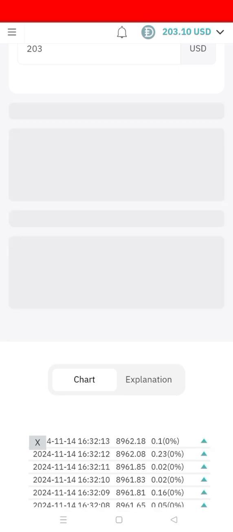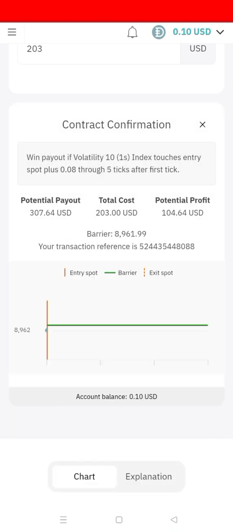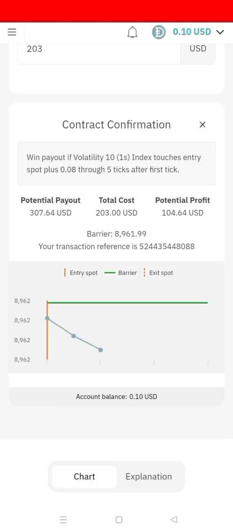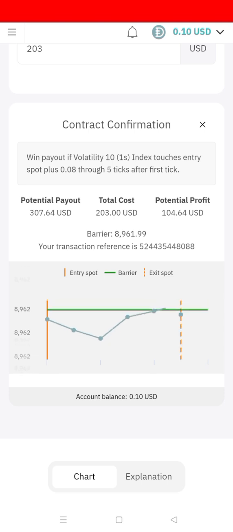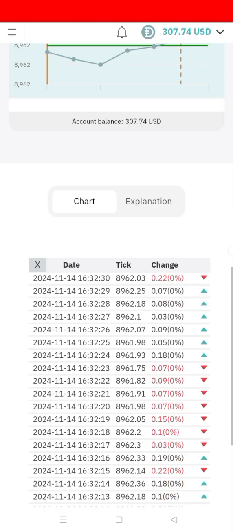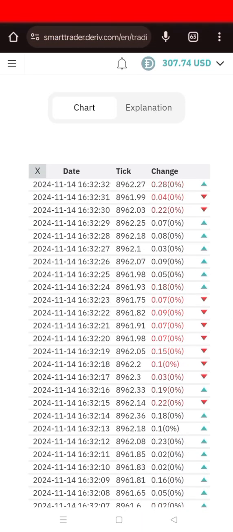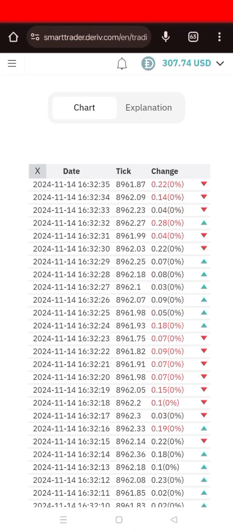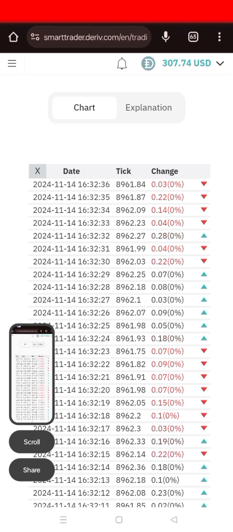So green, green, green, then an entry red. So you just enter your entry at that point. So looking at it, we are at 307.74, a good entry. So I screenshot this and explain to you again.